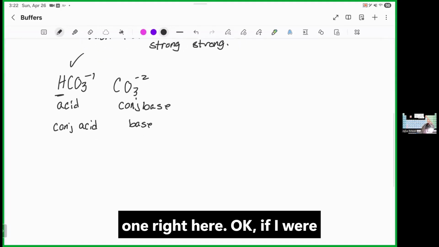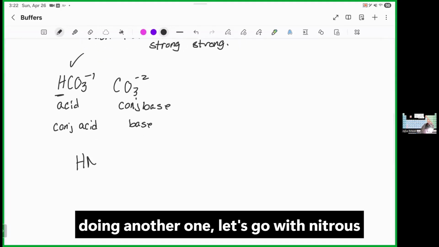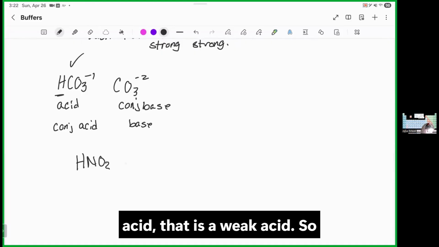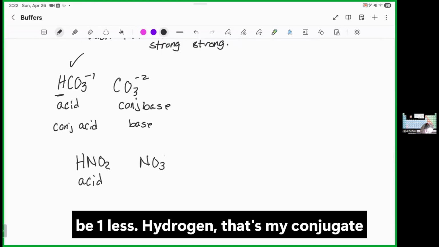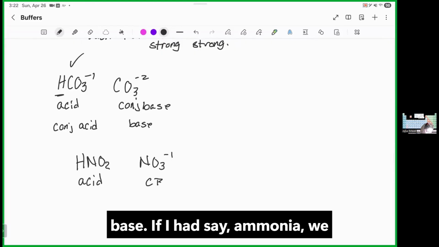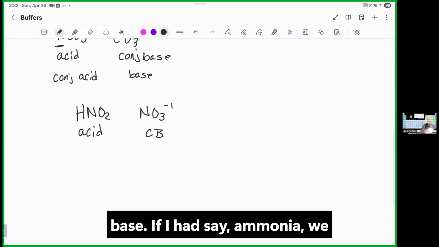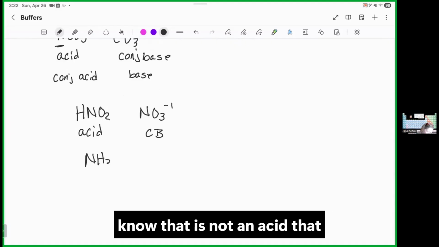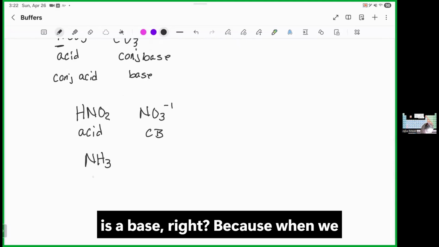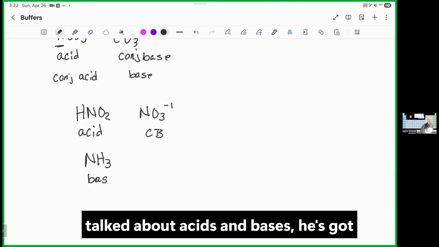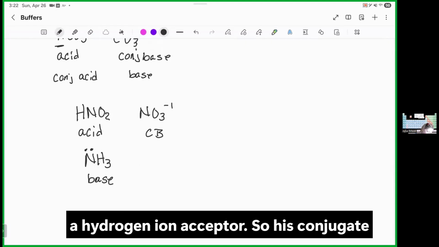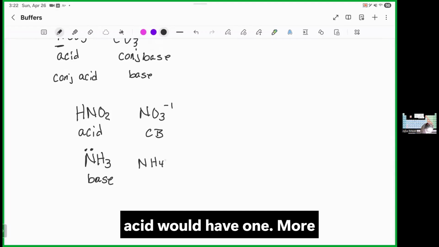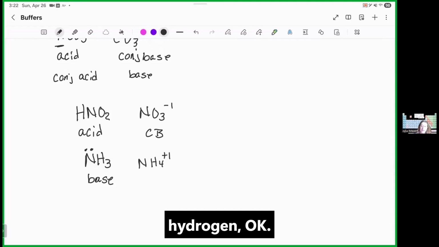Okay, if I were doing another one, let's go with nitrous acid. That is a weak acid. So that's my acid. Its conjugate base would have one less hydrogen. That's my conjugate base. If I had, say, ammonia, we know that is not an acid, that is a base, right? Because when we talked about acids and bases, it has a lone pair on it. So it's a hydrogen ion acceptor. So its conjugate acid would have one more hydrogen. Okay.